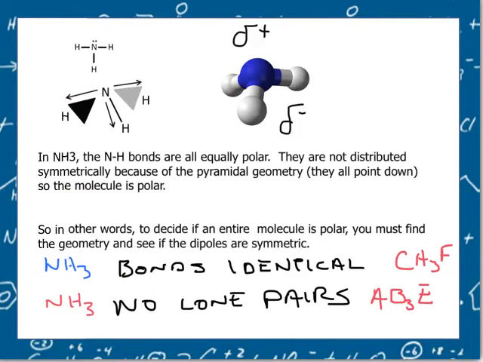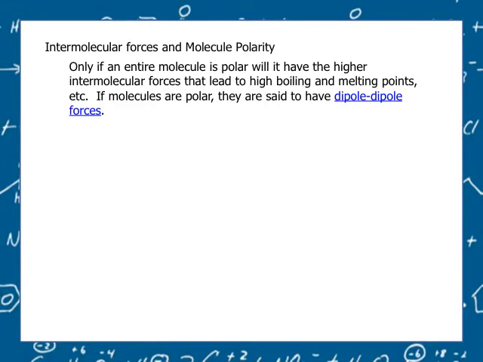So take-home message here, you have to see if the dipoles are symmetric, and to be symmetric you have to meet these two things. Your bonds have to be identical, and there have to be no lone pairs. So only if an entire molecule is polar will it have the higher intermolecular forces caused by polar covalent bonds. So the things like high boiling point and high melting point. If the molecule is polar, it is said to have dipole-dipole forces.